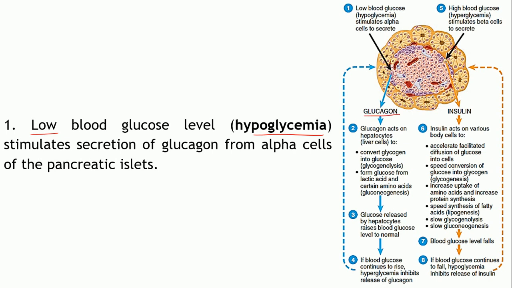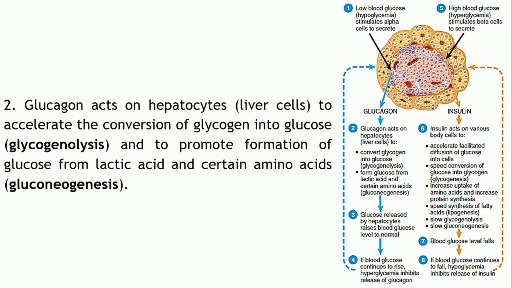Why? Because what is the function of glucagon? That's to raise the blood glucose level when it is low. So glucagon will be released. Now how does it help in increasing the blood glucose level? It will act on the hepatocytes to accelerate the conversion of glycogen to glucose. So you must have studied about this, glycogenolysis. Okay, breakdown of the glycogen.